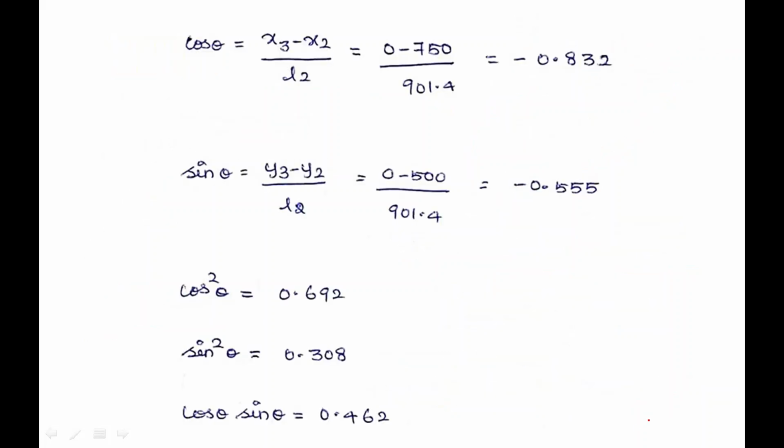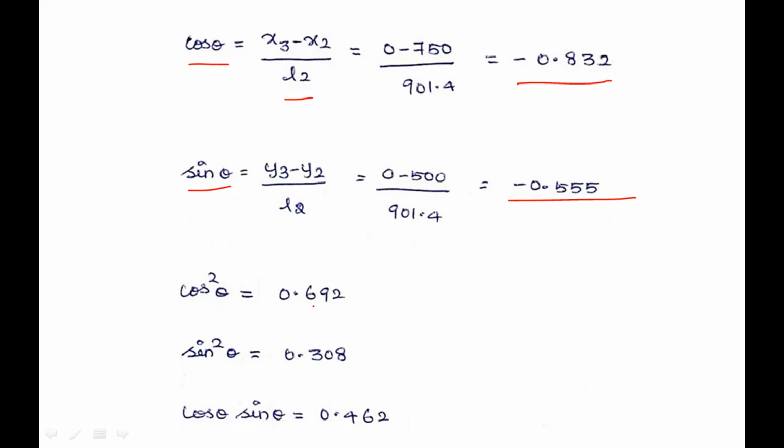We have to find the cos theta and sin theta values. Cos theta is (x3 minus x2) by L2. This is the equation, final node minus first node. So now 0 minus 750 over 901.4. It is coming around minus 0.832 for cos theta. Similarly, sin theta is (y3 minus y2) divided by L2, 0 minus 500 divided by 901.4. It is coming as minus 0.555.